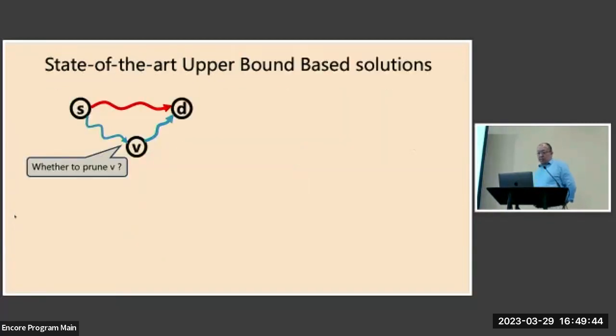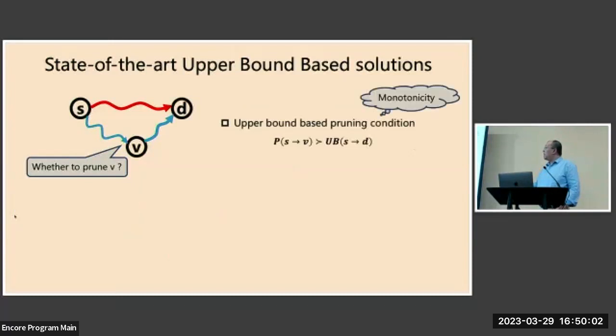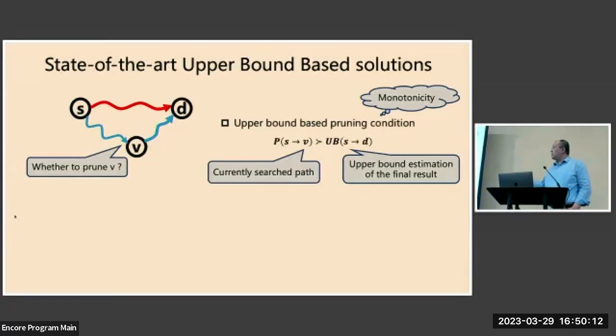The current approach basically tries to avoid unnecessary computation by looking at the upper bound. The basic idea is the following. Here we maintain the upper bound from the source to the destination, and based on the monotonicity property that is widely used in applications, we can avoid the unnecessary computation by this inequality.